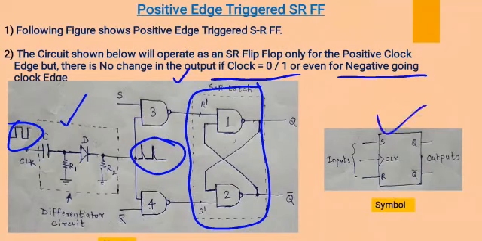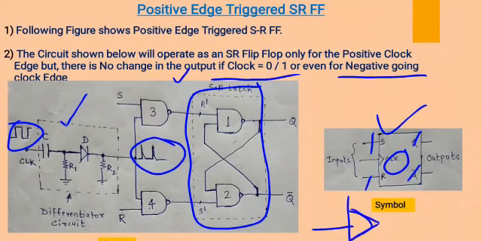This is the symbol of the positive edge triggered SR flip flop. S and R are the two inputs, Q and Q complement are the outputs, and a clock input is applied over here. The clock has a symbol like this, which shows that the flip flop is an edge triggered flip flop.